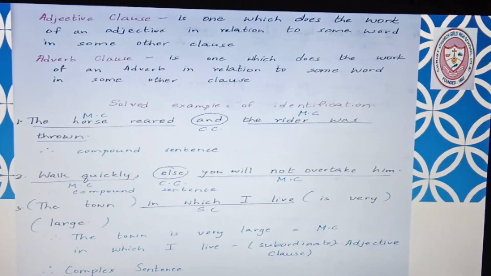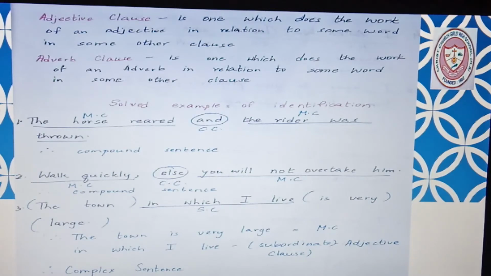Now, I have given you certain solved examples in order to show you how to scan, how to pick out, how to identify which is the main clause and which is a subordinate clause. And therefore, how we are supposed to judge whether it's a compound sentence or complex sentence or simple sentence.